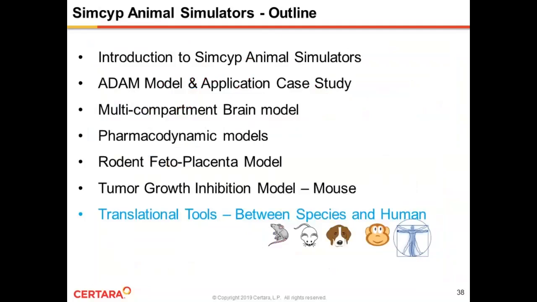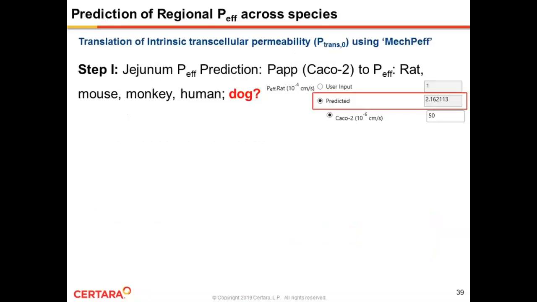Now we move on to the last part of the presentation, which is the translational tools, and we'll briefly talk about the translational tools that can be used to translate data between species and to humans. One of the translational tools is the use of the McPEF model, wherein, as I said, you can translate the intrinsic passive transcellular permeability within the preclinical species as well as from animals to humans.